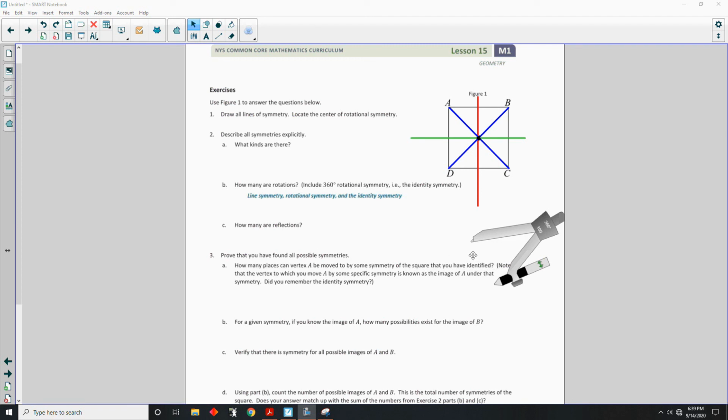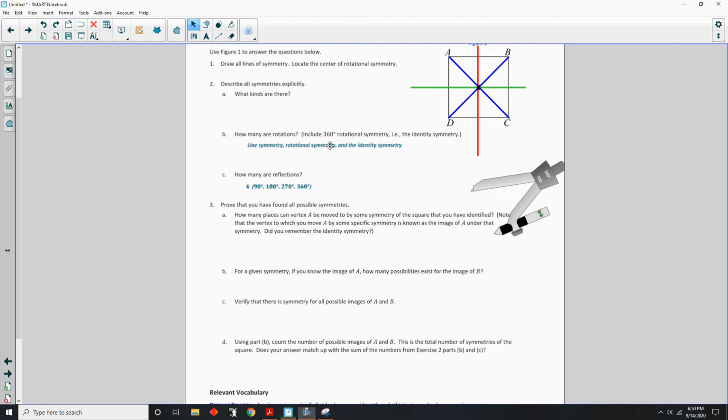C says, how many reflections are there? Okay, there are 4: a rotation of 90 degrees, 180 degrees, 270 degrees, and 360 degrees. Not degrees of reflection. I meant a rotation of 90 degrees, a rotation of 180 degrees, a rotation of 270, and a rotation of 360 degrees. Okay, I moved these in the wrong place. So what kinds are there? That goes there. How many are there? That goes there. And then finally, how many are reflections? And the answer is 4.